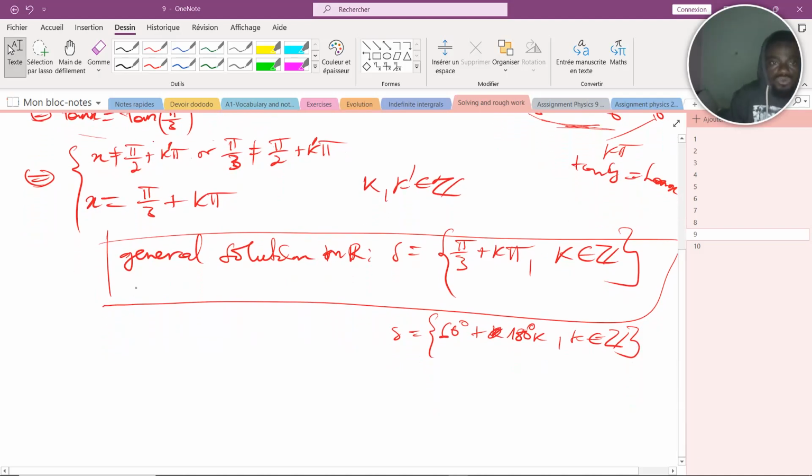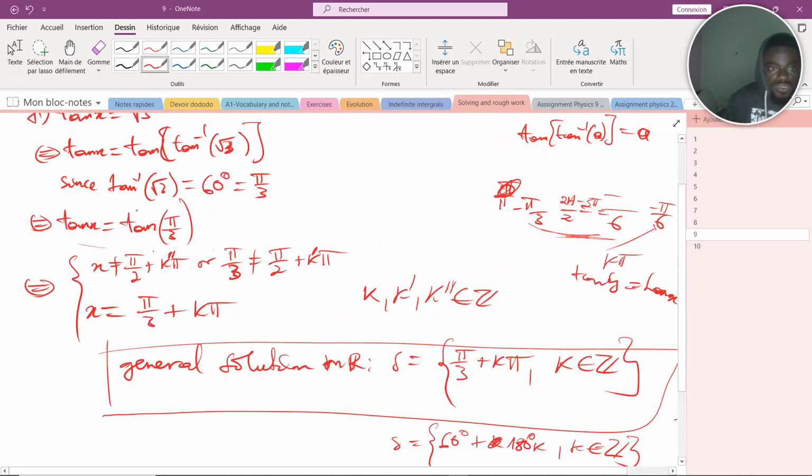Now let's go to the next question. Or you can differentiate even this. You can call this k second prime. You can add the second prime here, where k prime and k second prime belong to the set of integers. Is that okay? This is simply to differentiate this and this. So they must not be equal to odd multiples of pi on 2 for this equation.